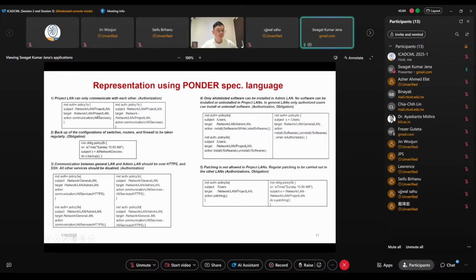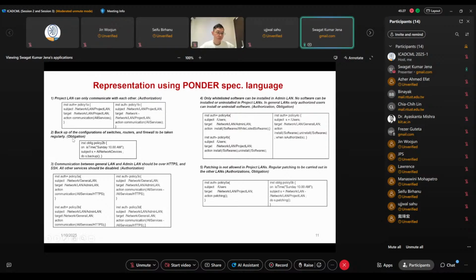This is the way we write it using Ponder. The action is basically communication of all services. So every service can be communicated between the 2 project LANs and vice versa. And this is actually authorization minus, which means we are not giving any other network permission to communicate with the project LAN.